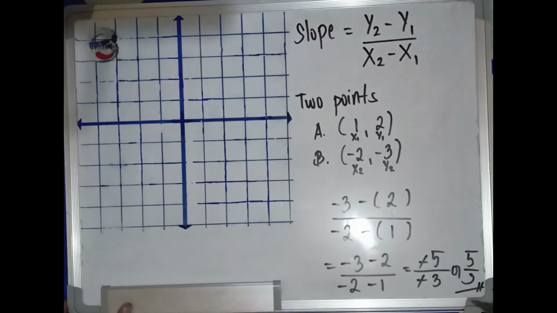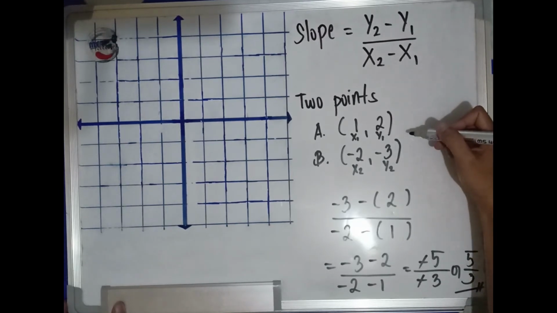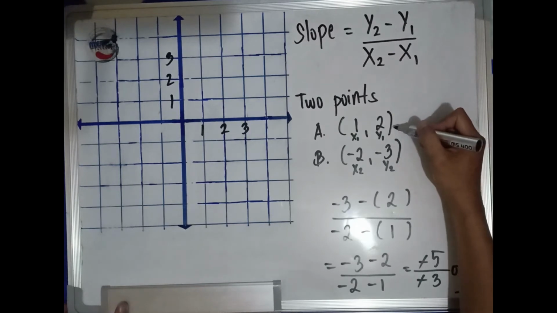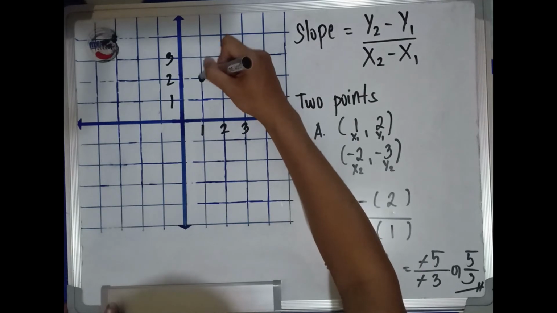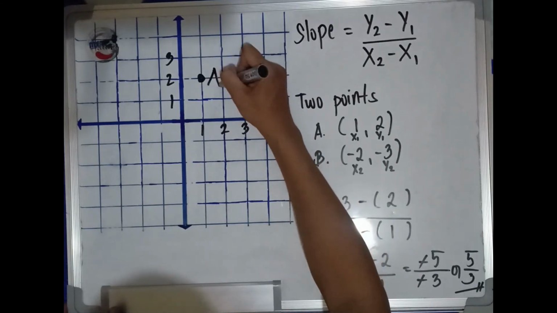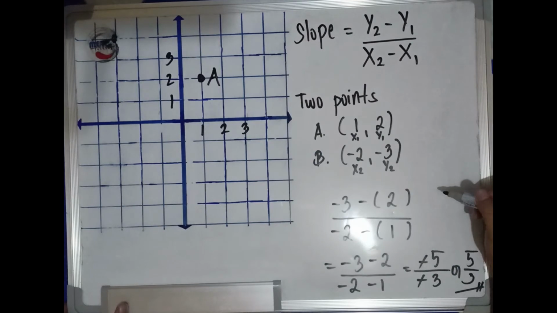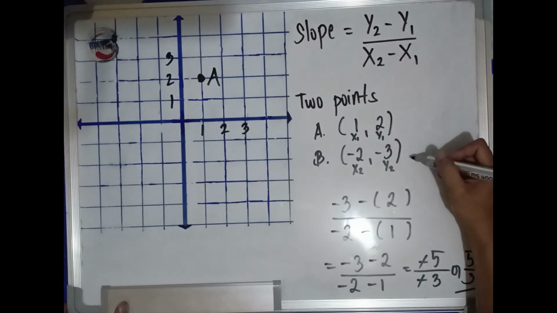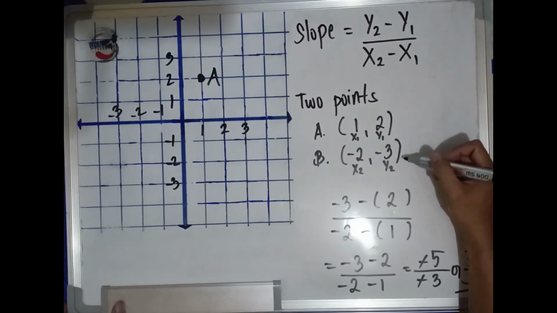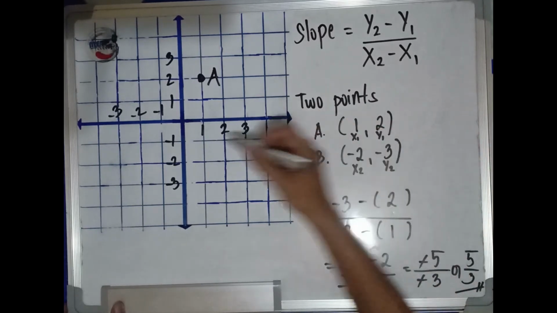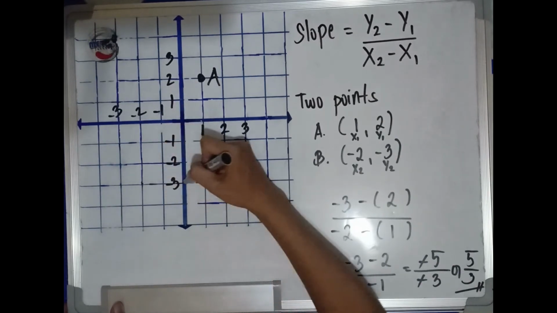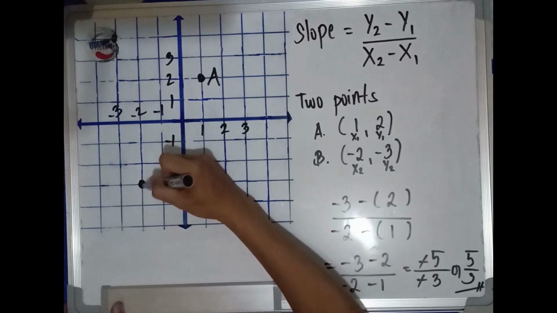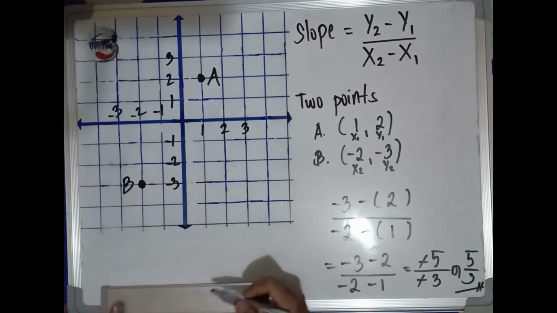Now, let us try to plot the given 2 points. For point A, that is 1 and 2, so x is 1 and y is 2. So point A is located at this point, quadrant 1. Now let us plot point B. B has negative 2 for x, this negative 2, and for y is negative 3. So point B is located at the third quadrant.